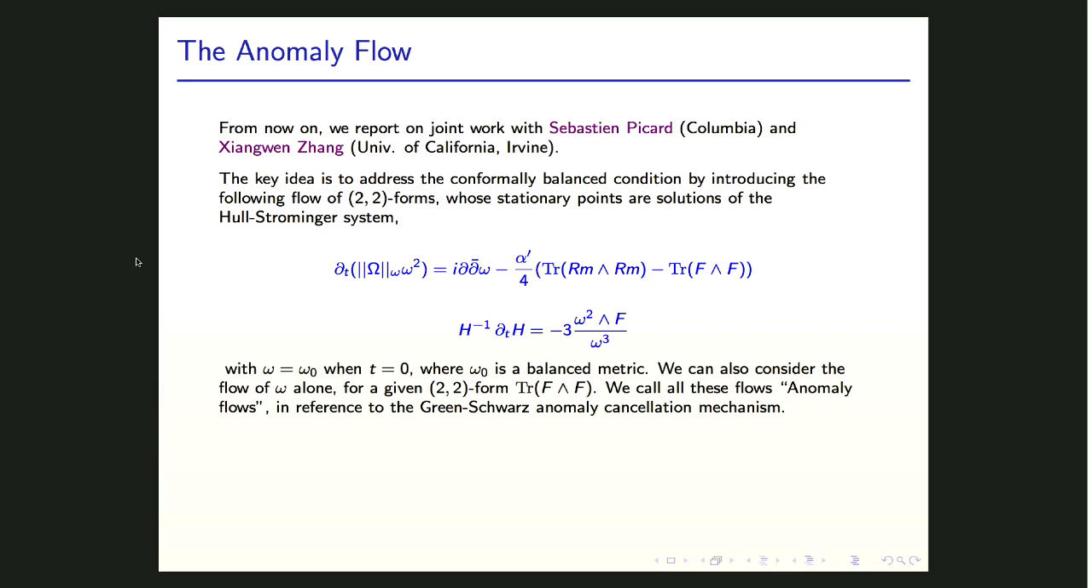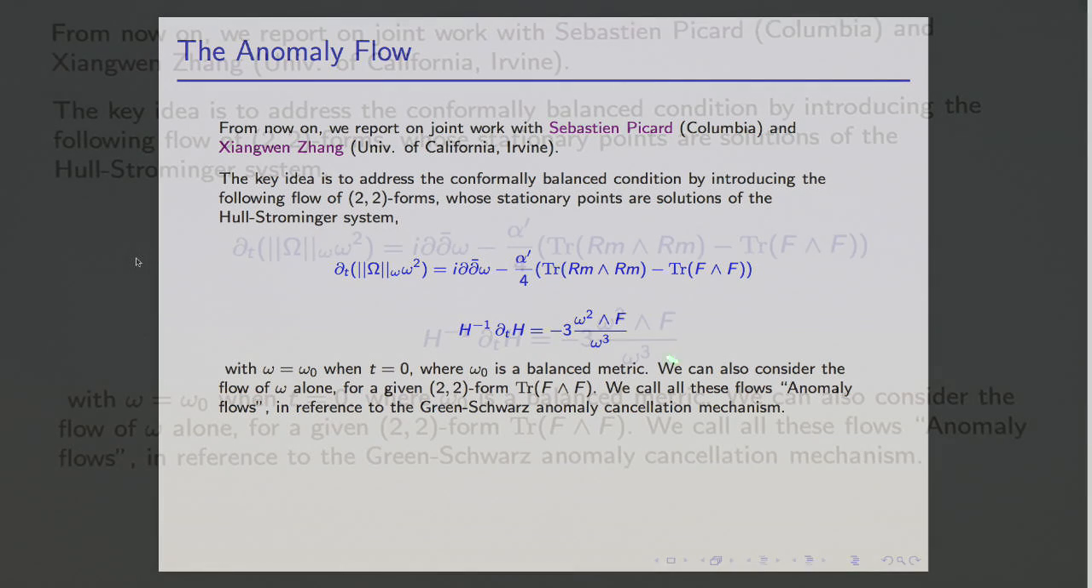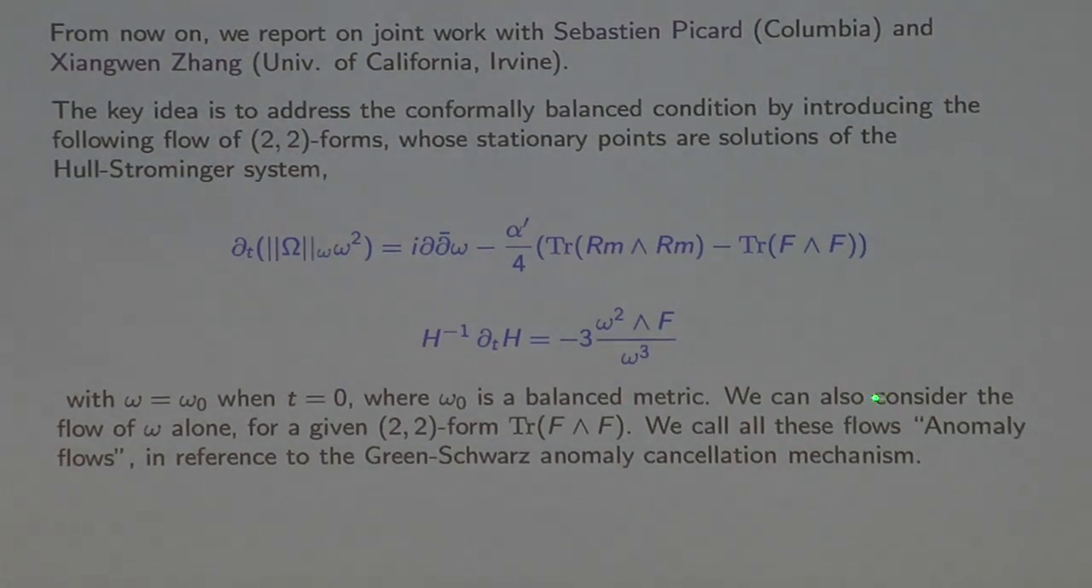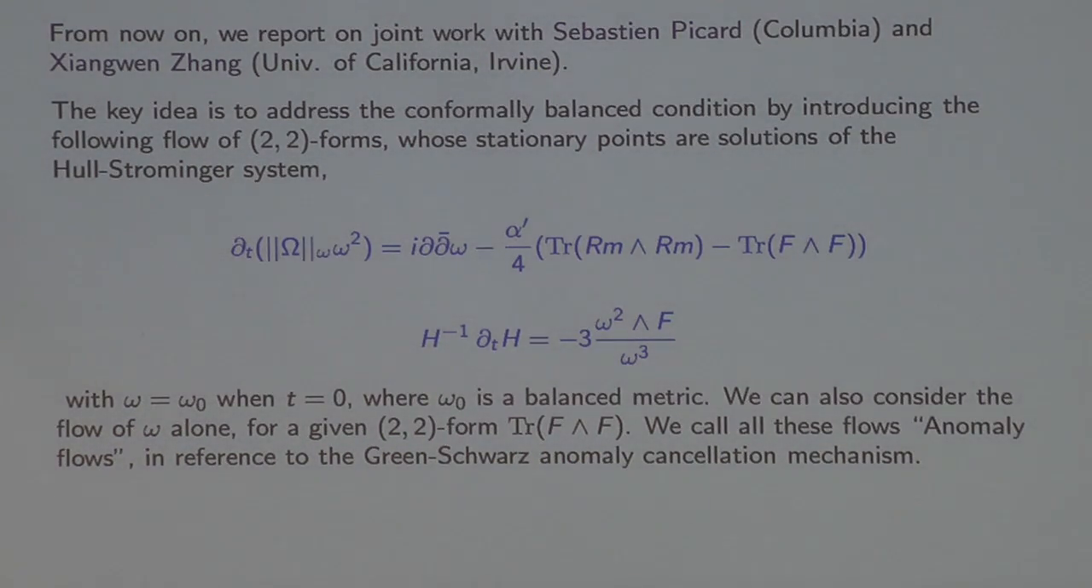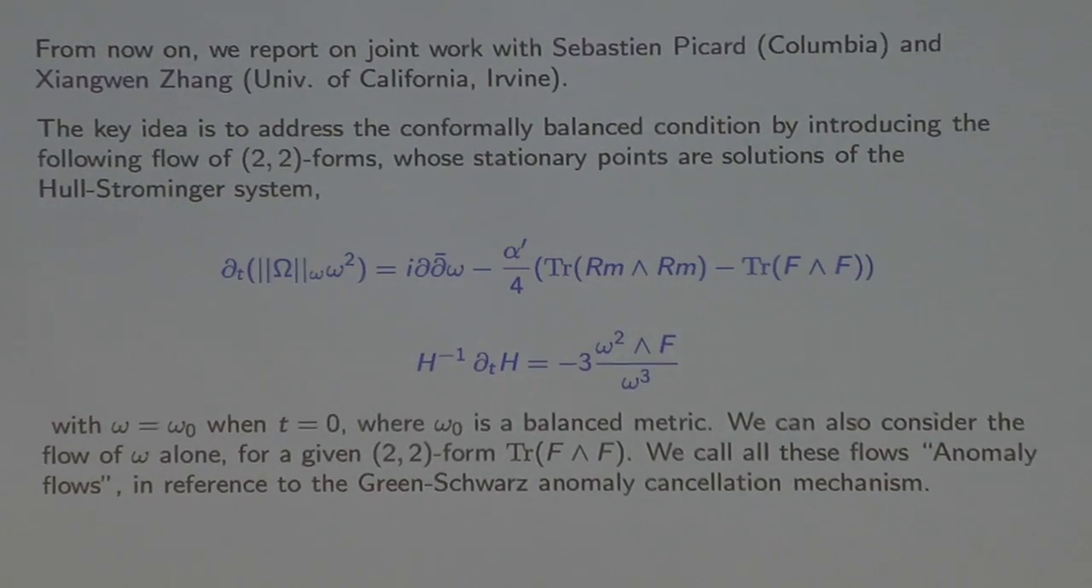And so one can think of various versions of this, because, for example, if you think about the h as known, then of course this is known and that's one flow, or else you can think about this as a system. So let's call them generically the anomaly flow, in reference to this Green-Schwarz anomaly cancellation. So here we are defining then a flow of omega and h as a matrix.